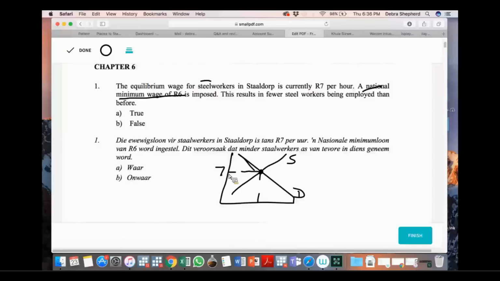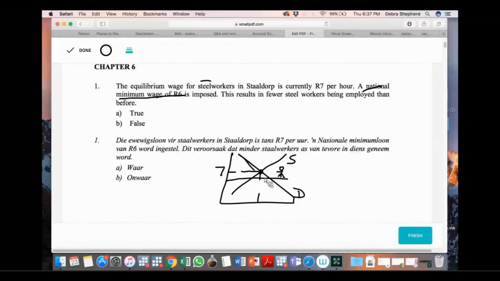Then there's a national minimum wage of 6 Rand. So 6 Rand is below the equilibrium. That's where the national minimum wage is set. And the whole point about a price floor is that it's impossible or illegal to charge or pay a price that is below that. So an easy way to remember this is if there's a price floor, just imagine a little person standing above it, because basically it's a floor, you can't go below it. So you have this little person standing on the price floor.